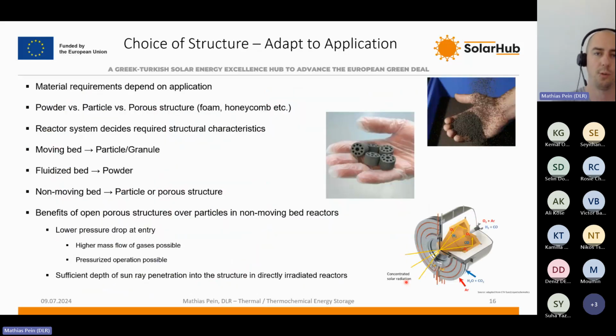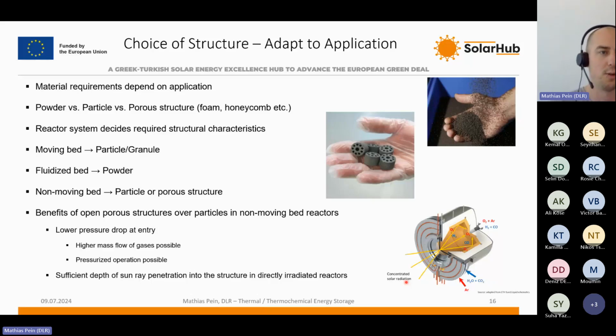We need to shape it. We need to make components out of it. And the choice of structure is rather important and needs to be adjusted to the type of reactor system. So out of the raw material, which is typically in powder form, so you produce powders out of these ceramic materials or metal oxide materials, and with that you can do essentially whatever you like.